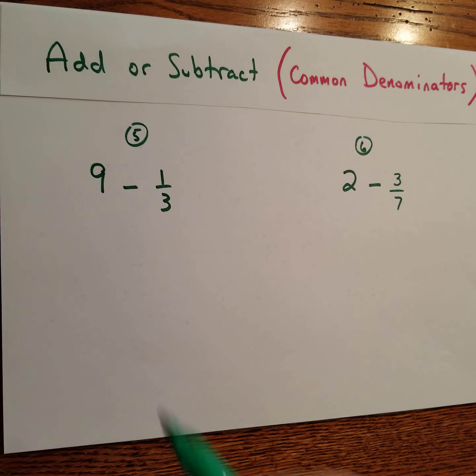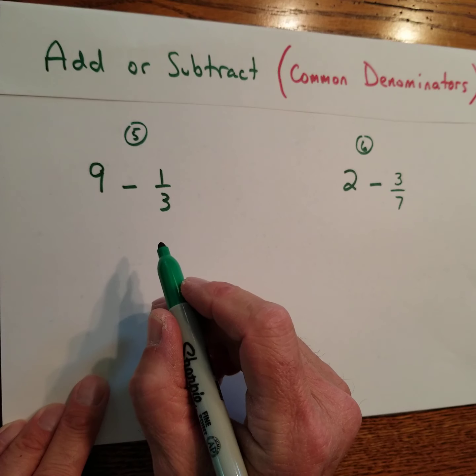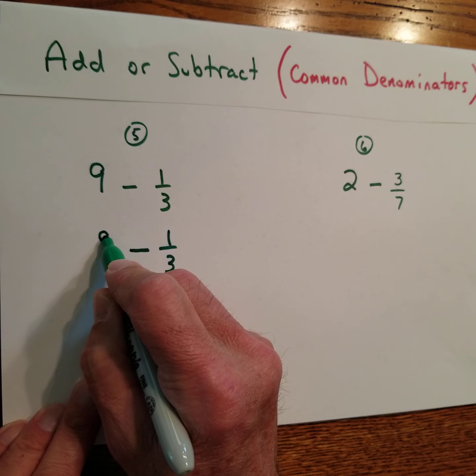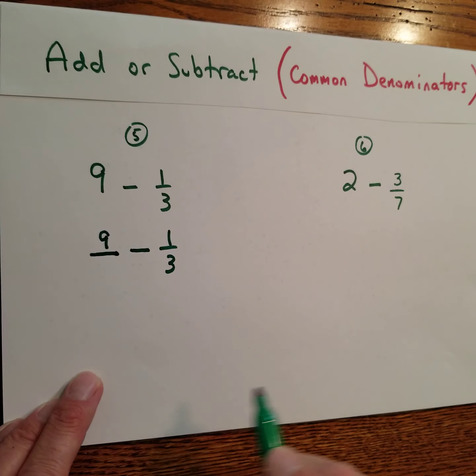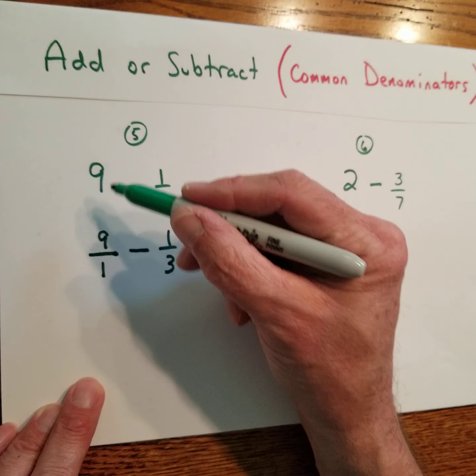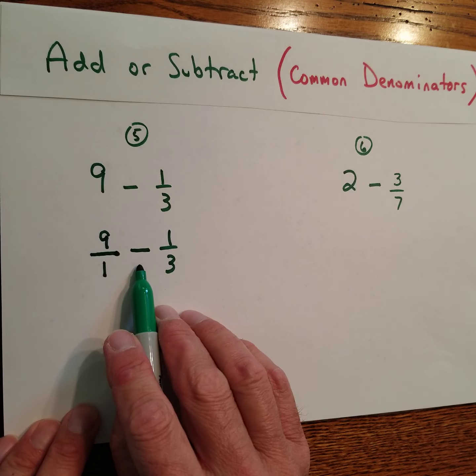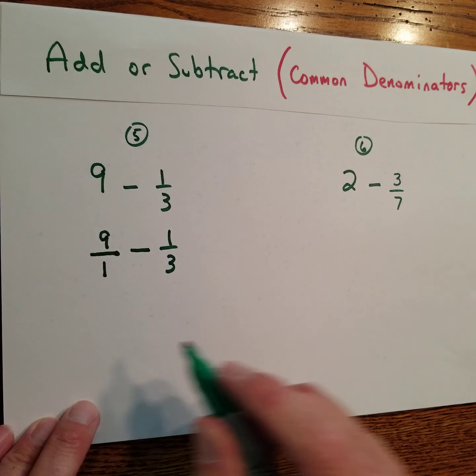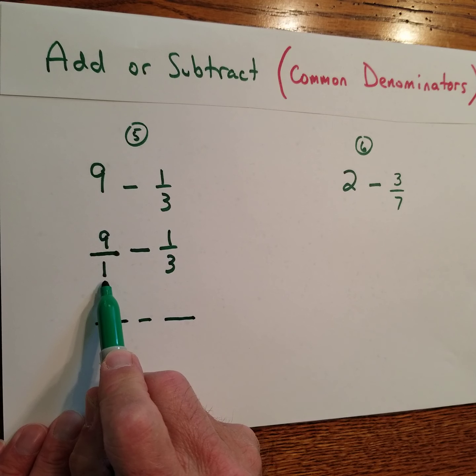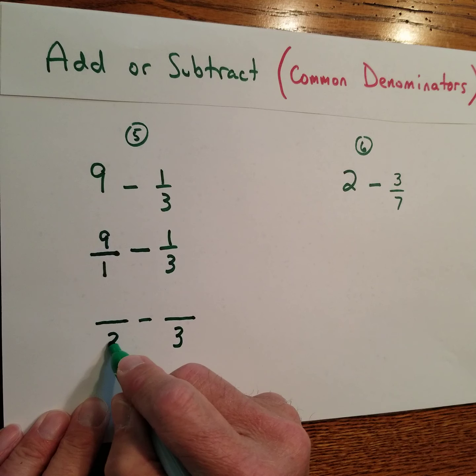In number 5, we have a whole number minus a fraction. Let's rewrite this problem so that both of them, the 1/3 and the 9, look like fractions. We'll make 9 look like a fraction by putting it over 1. A whole number can be turned into a fraction so long as the denominator is 1. Now when we subtract fractions, we need a common denominator. Well, I noticed that the smaller denominator divides evenly into the bigger denominator. So the bigger denominator is a good common denominator.